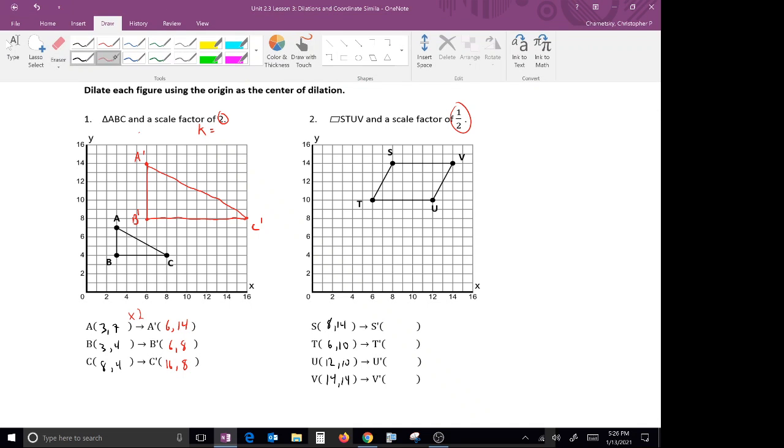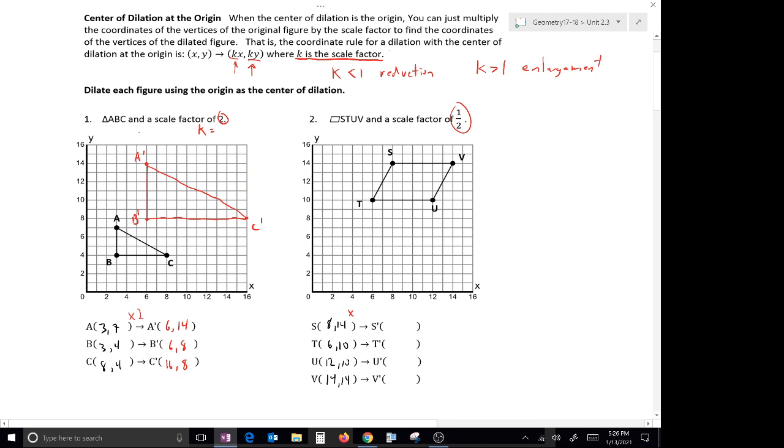All right, now we're going to multiply by 1/2. And multiplying by 1/2 is the same as dividing by 2. So you're taking half of these coordinates. So our new coordinate for S is going to be 4, 7. T prime is going to be 3, 5. U prime is going to be 6, 5. And V prime is going to be 7, 7.